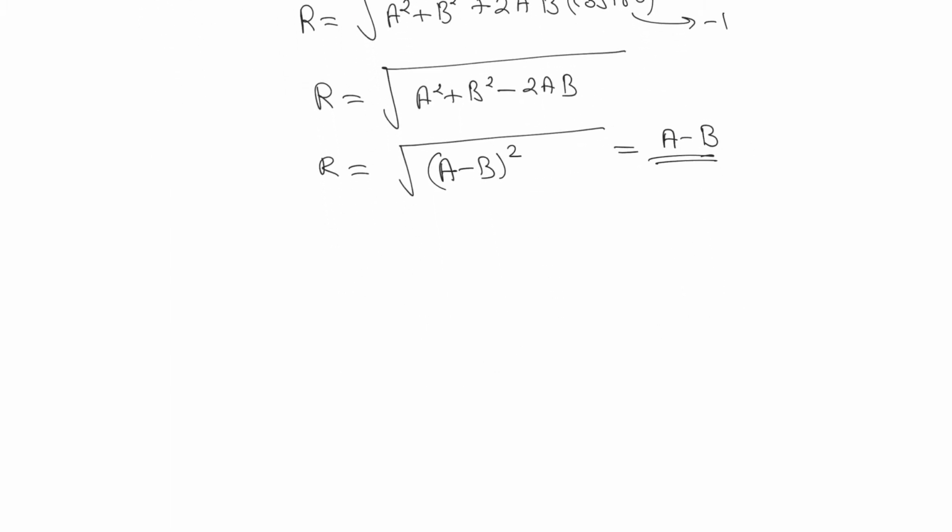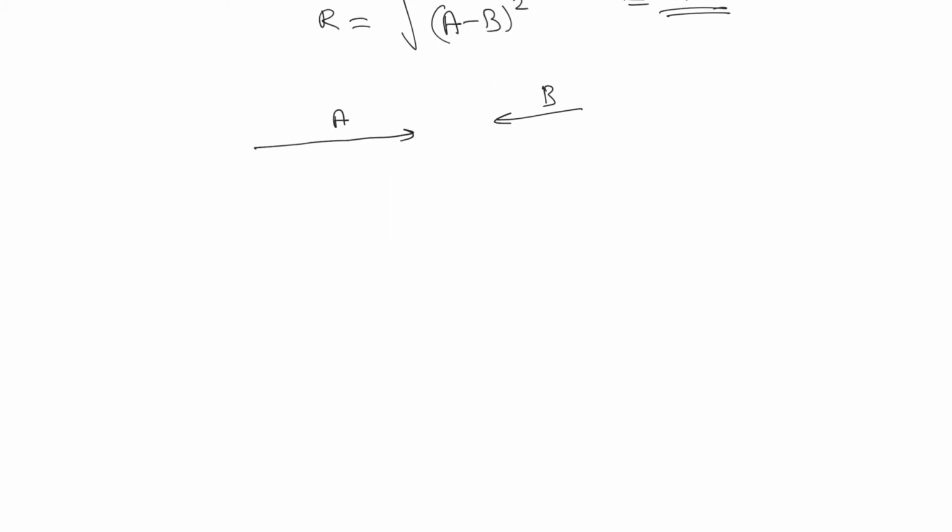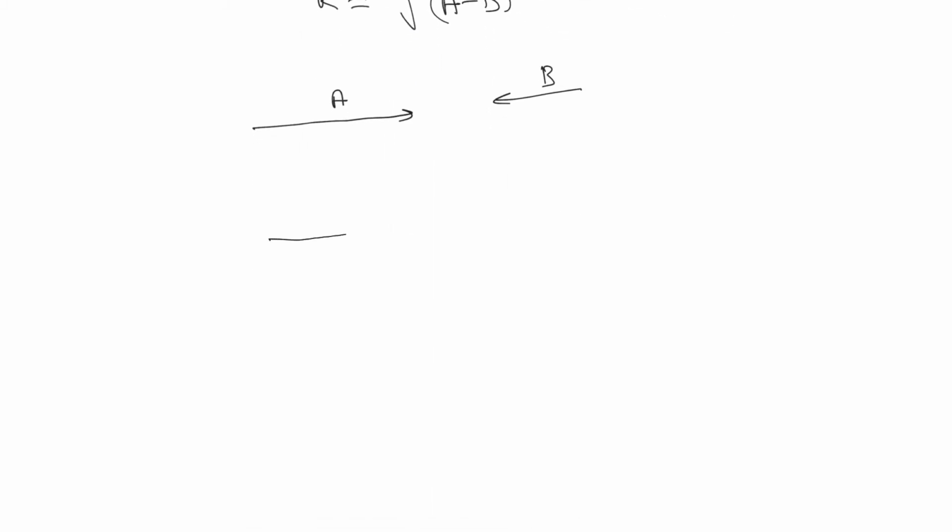What is the physical meaning of this? Suppose you have a vector, and another vector, take it as b vector, and they are in the opposite direction. That's why the angle between them is 180 degree. Our aim is to find a vector plus b vector. This will be our resultant vector, and we can say that this resultant vector will have a magnitude that is a minus b.